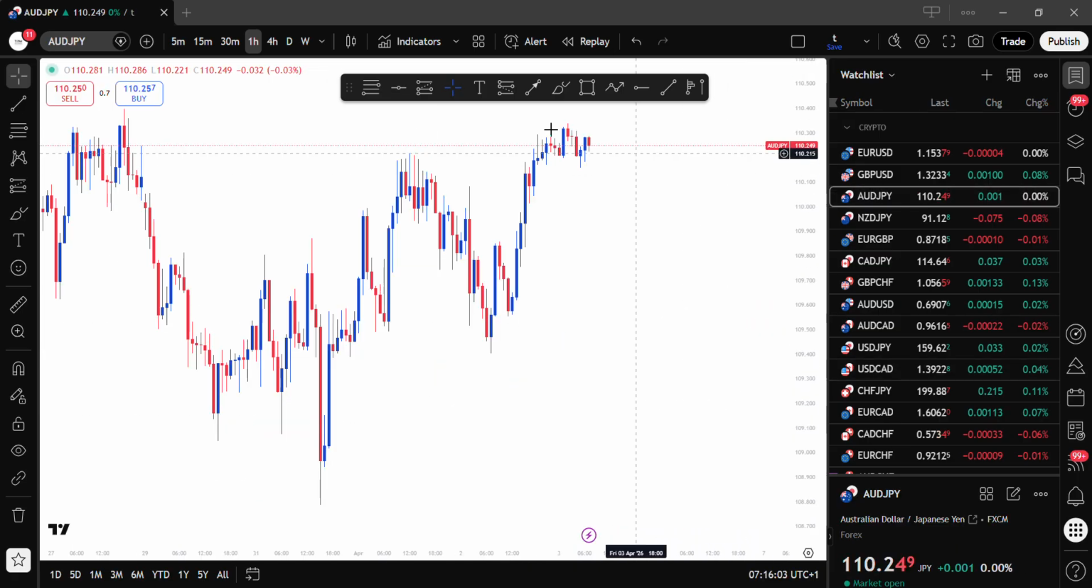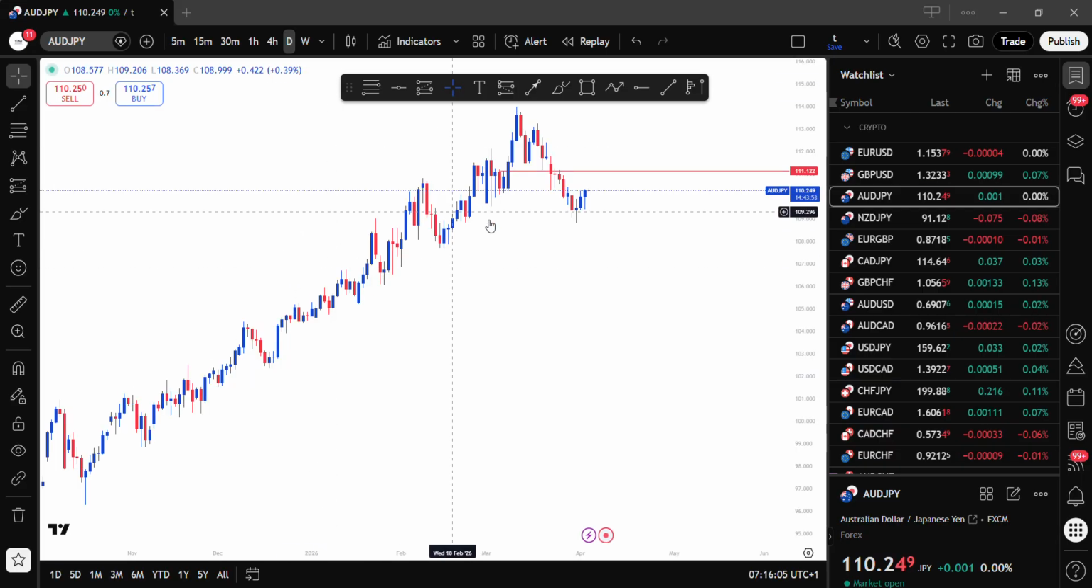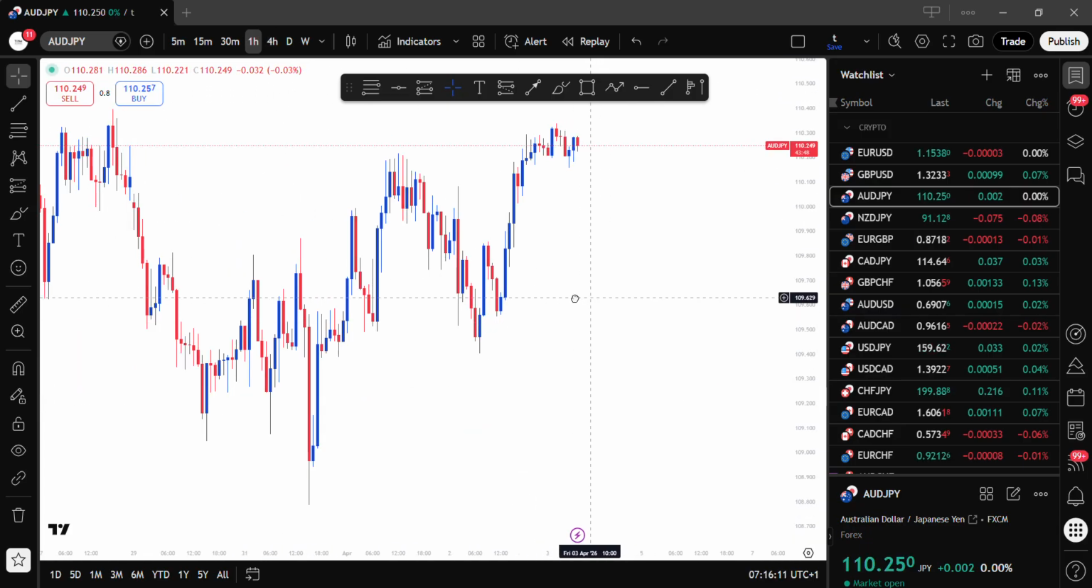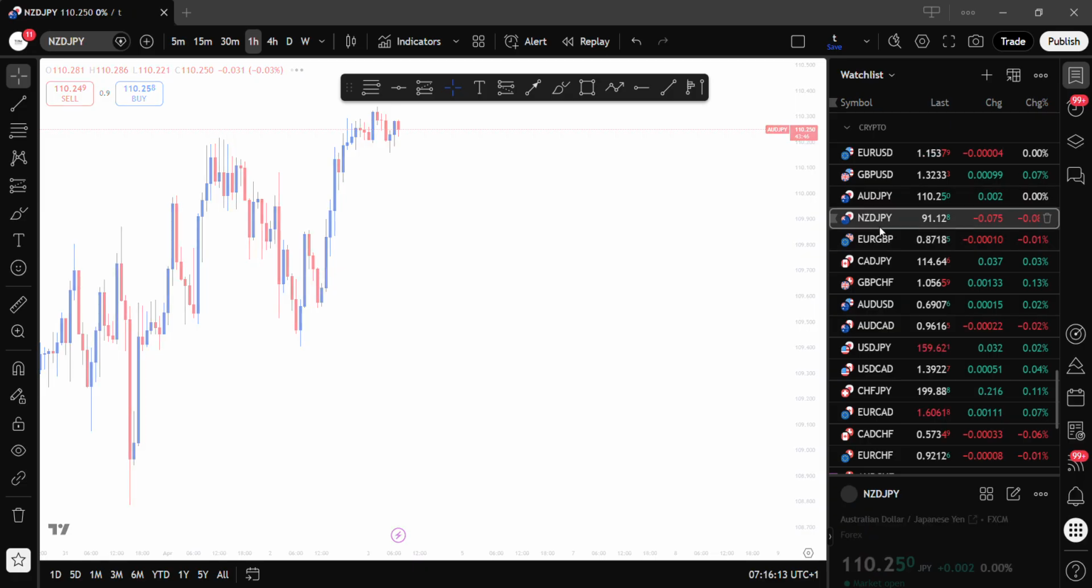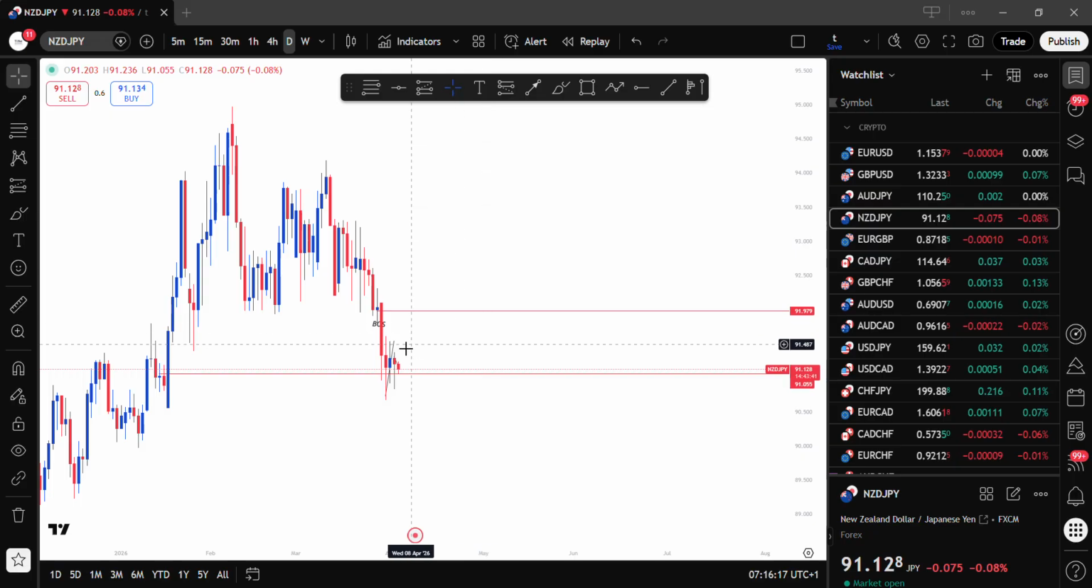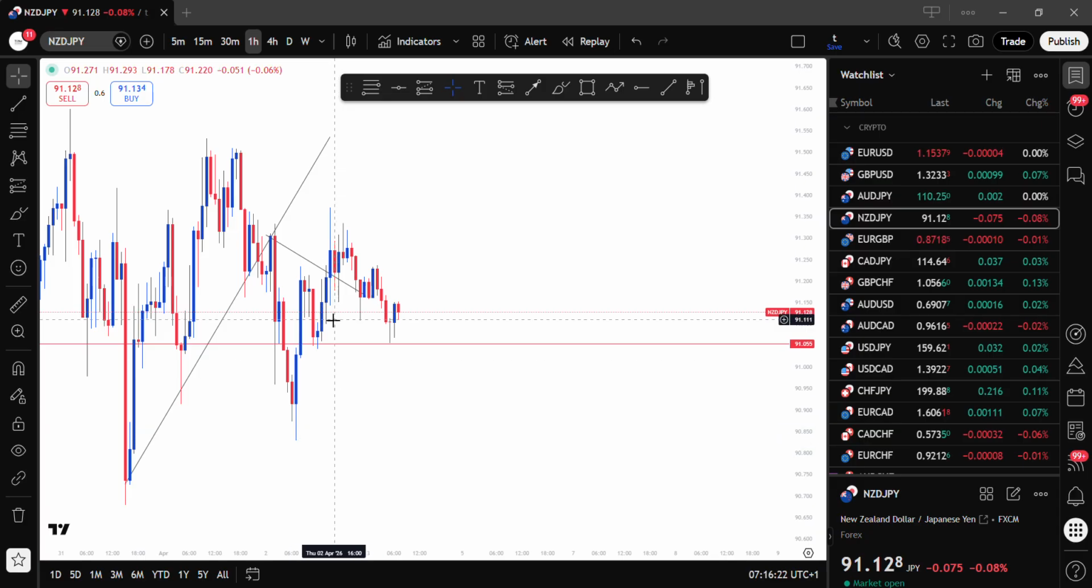On AEDJPY, if you take the daily time frame, you can see the market has been selling the whole time, making a bit of reversal here. So that does not give a clear entry for a buy, nor does it give a clear entry for a sell yet. And NZDJPY, if you see the daily time frame, it's sold to this point already, so a buy is likely to start happening from here, which has not made a change of character yet.